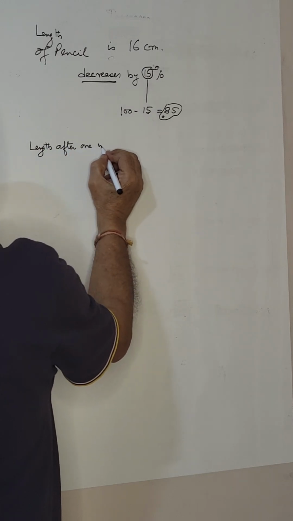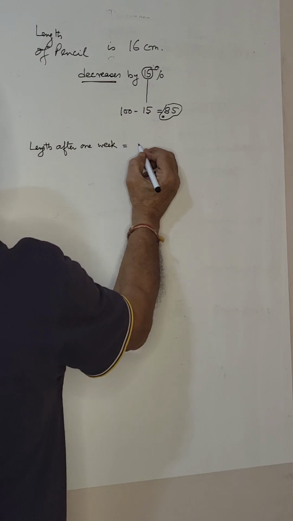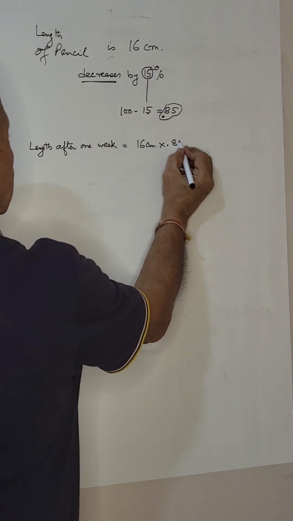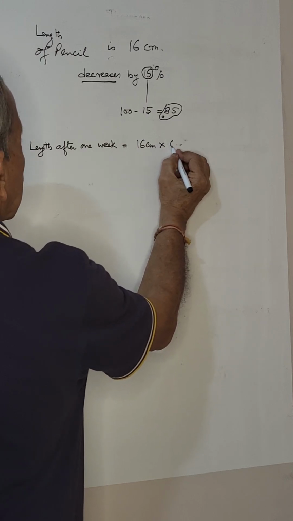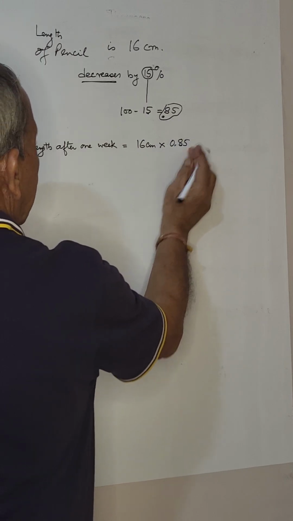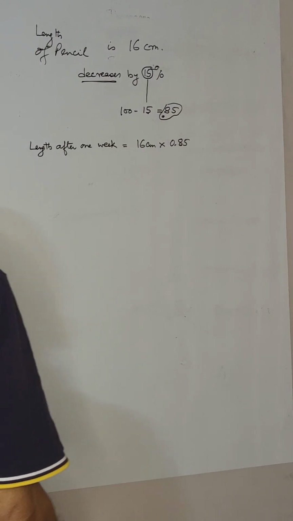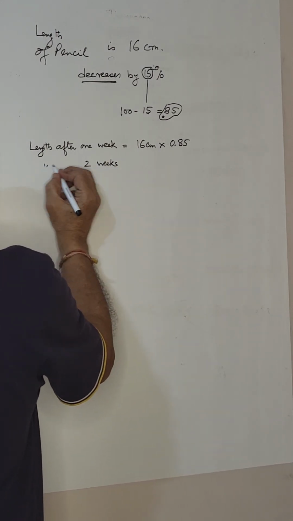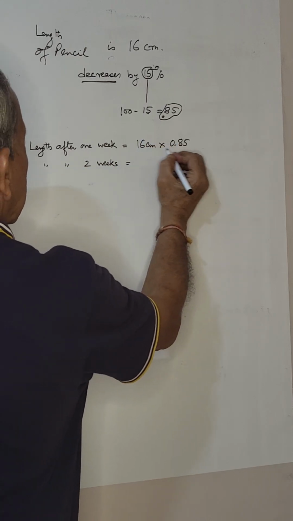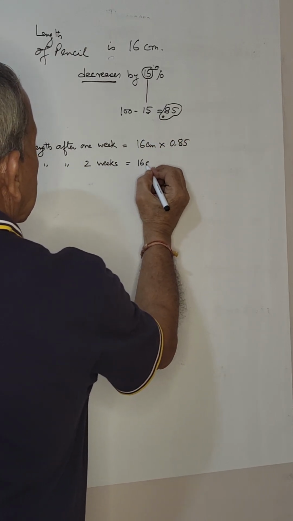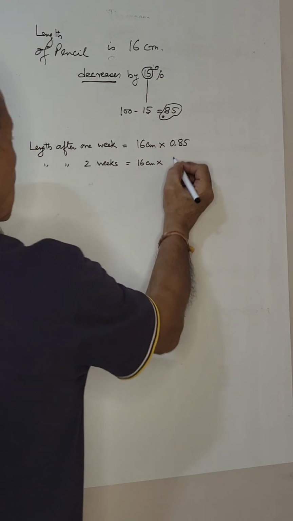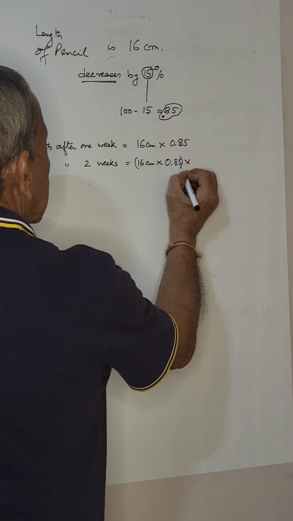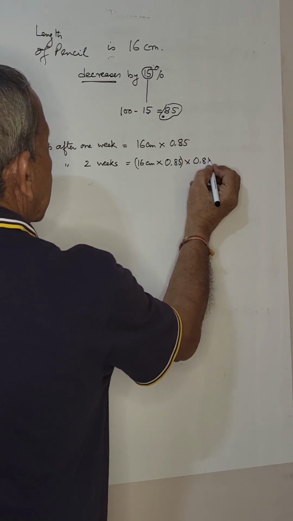After 1 week, the length will be the initial length, that is 16 centimeters into 0.85. You may write this as 0.85 if you feel so. And after 2 weeks, the length after 2 weeks will be the initial length into 0.85 again, for another week.